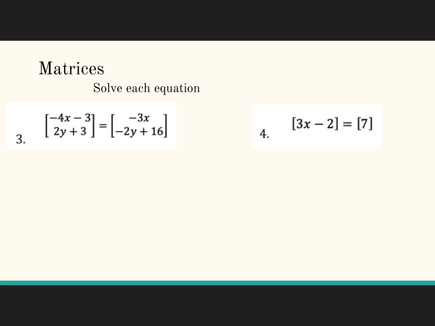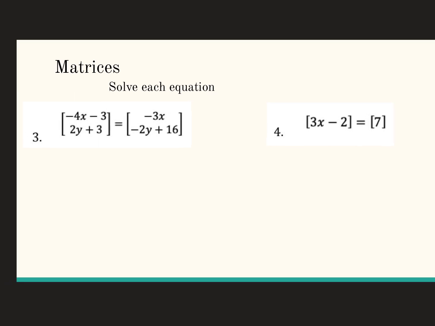Now I'm going to ask you to do some operations with matrices. First, I want you to solve each equation. The really cool thing with matrices is that if I have one equal to the other, then the element in the same spot of each matrix has to equal the element in that same spot of the opposite matrix. Because this is a 2 by 1 and a 2 by 1, and they're equal, the element in the first row, first column has to equal the element in the first row, first column of the second matrix. So I can set those equal to each other.